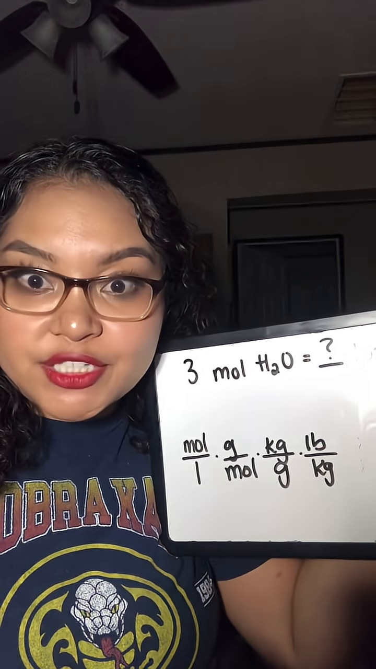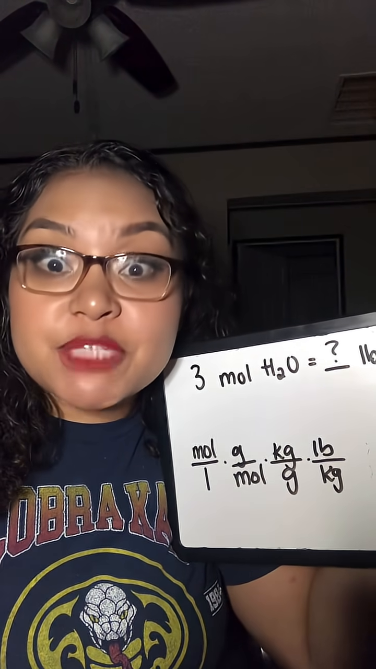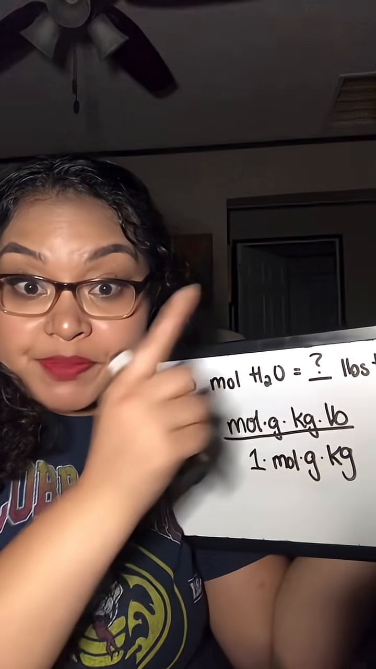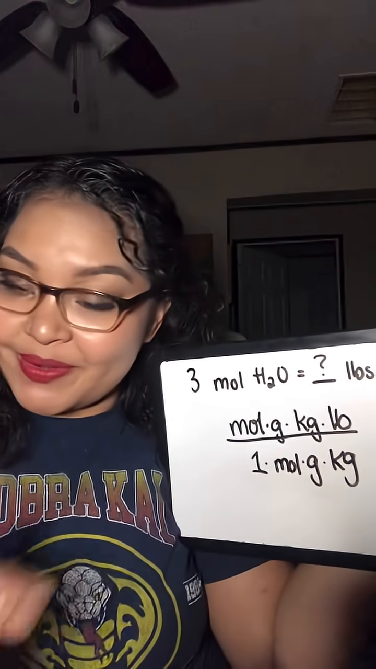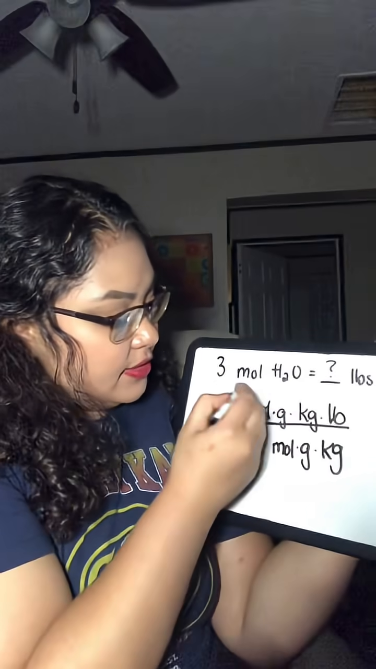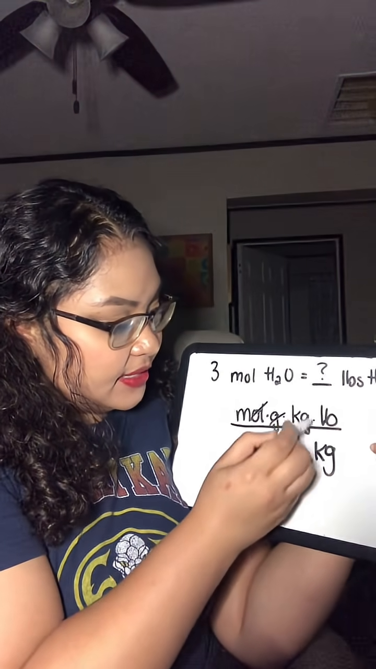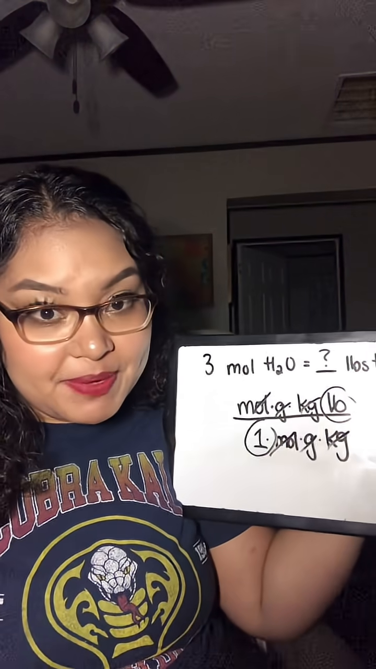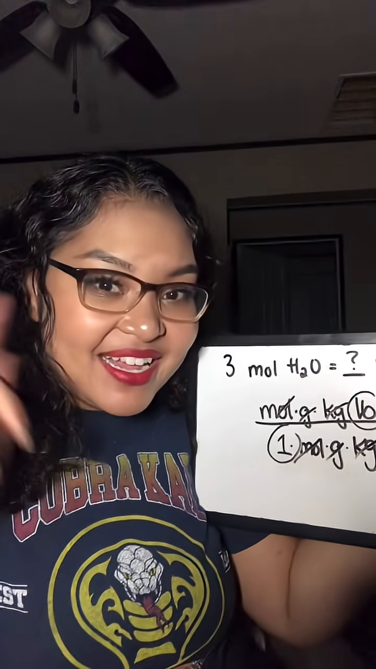I like to call it a logic check, so I make sure all the units match before I put numbers in. Now this is what it all looks like condensed. Moles, grams, kilograms, pounds divided by 1 times moles, grams, kilograms. Now let's start canceling out. Moles cancel out here, grams cancel out, kilograms cancel out, so we're left with pounds over 1, which is just going to be pounds. Remember, anything divided by 1 is itself.